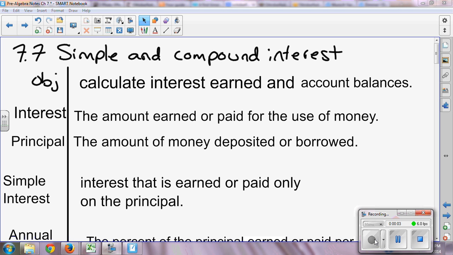Chapter 7, Section 7, Simple and Compound Interest. Our objective is to calculate interest earned and account balances. Interest is the amount earned or paid for the use of money. Principal, the amount of money deposited or borrowed.